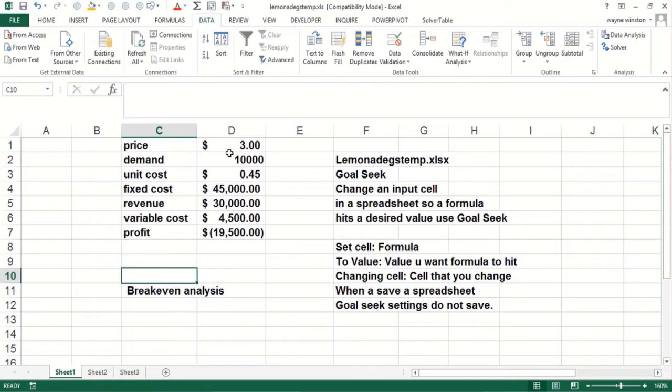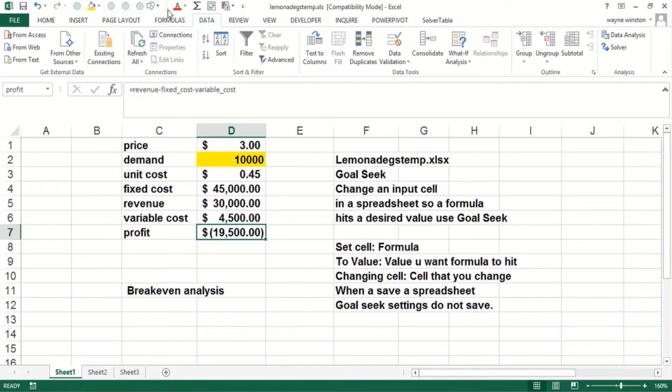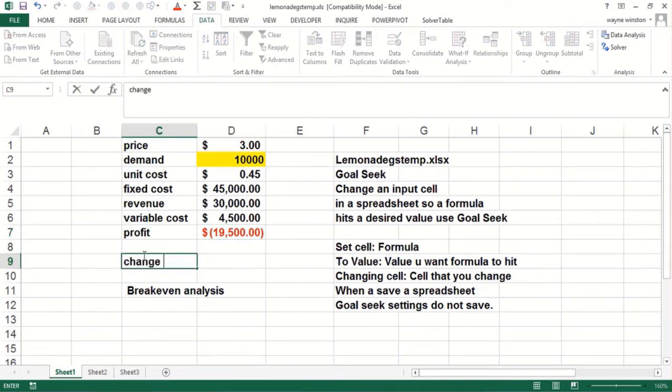Okay, so let's suppose you charge $3 for the cup of coffee, and let's just make up a demand of 10,000 cups of coffee per year. Then we've got our revenue, our variable cost, and our profit. So what we would like to know is, for break-even analysis, what do we have to change the demand to so the profit equals 0? Okay, so given the price of $3.